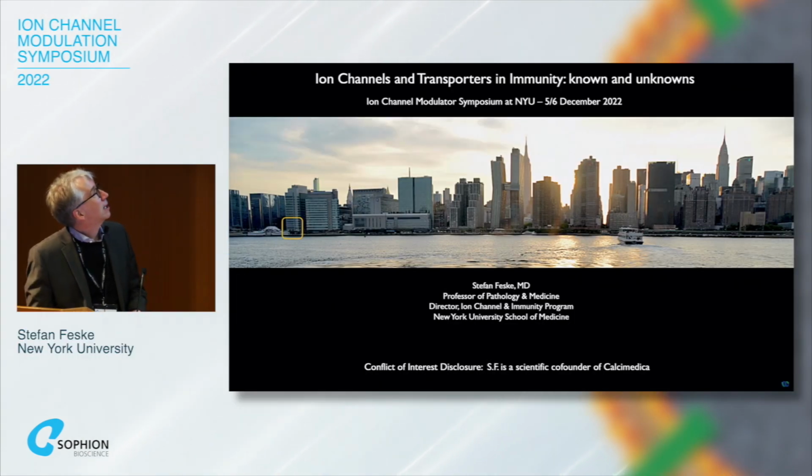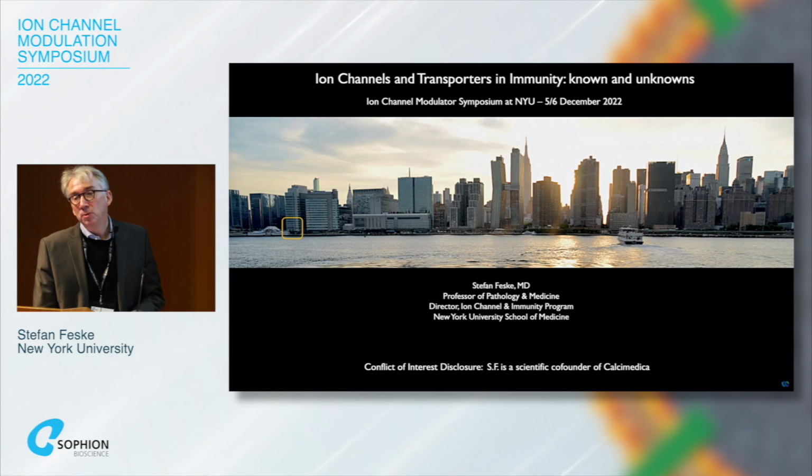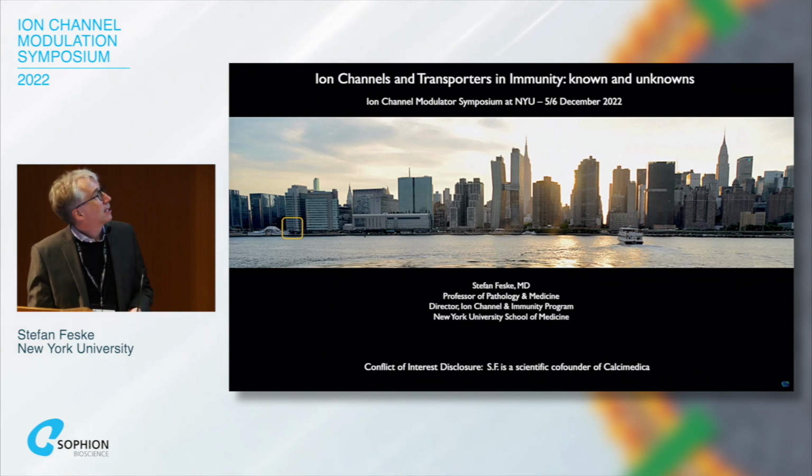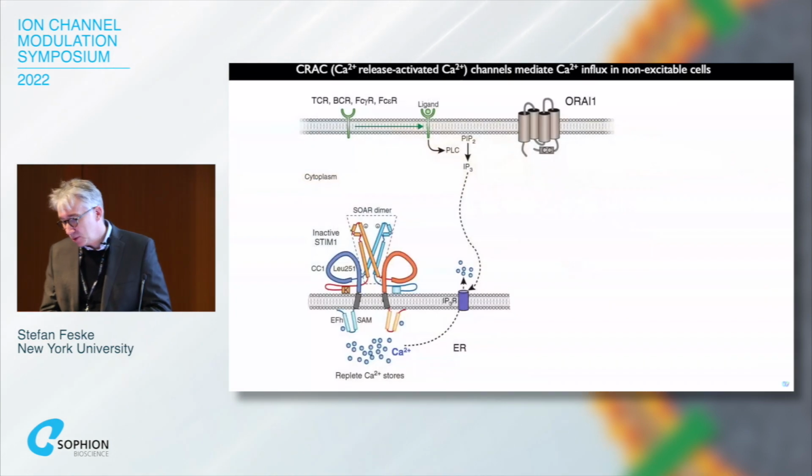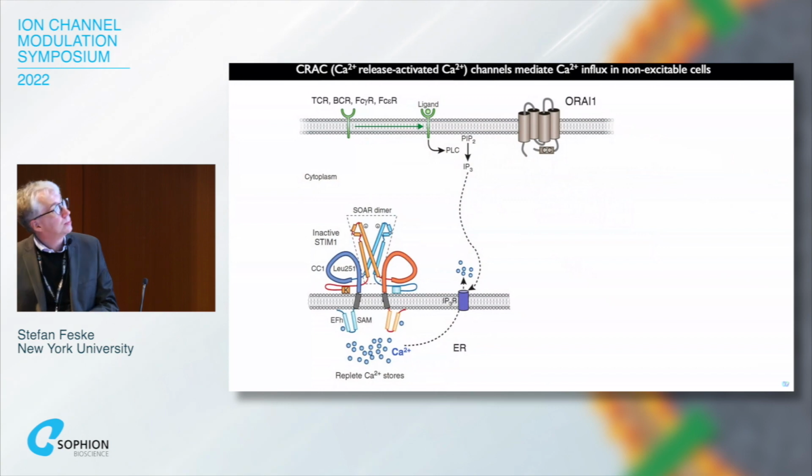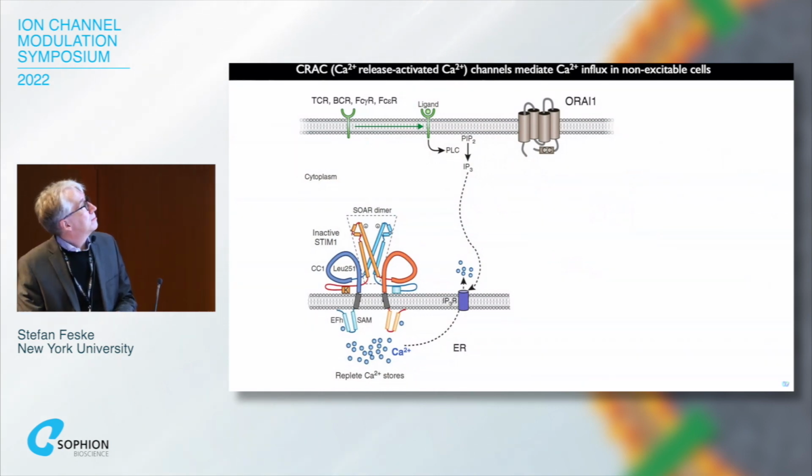So I will talk about ion channels and transporters in immunity: some known stuff, work that we have done over many years on Orai-STIM CRAC channels, and then some efforts to identify new ion channels in the immune system. So this is the Orai channel, which encodes the CRAC channel.